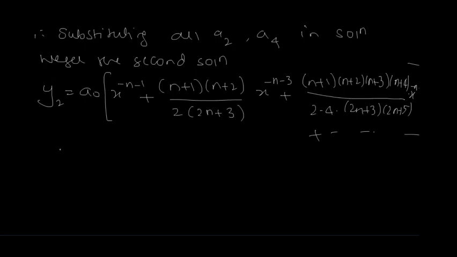And so on, where n is a positive integer, and a0 is equal to 1·3·5 ... into (2n minus 1) divided by n factorial.